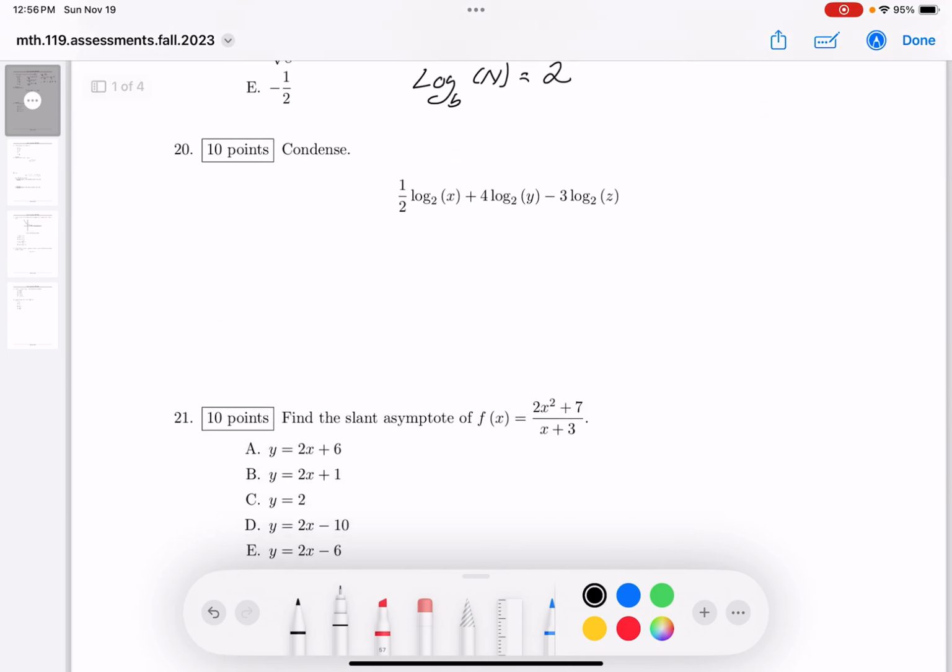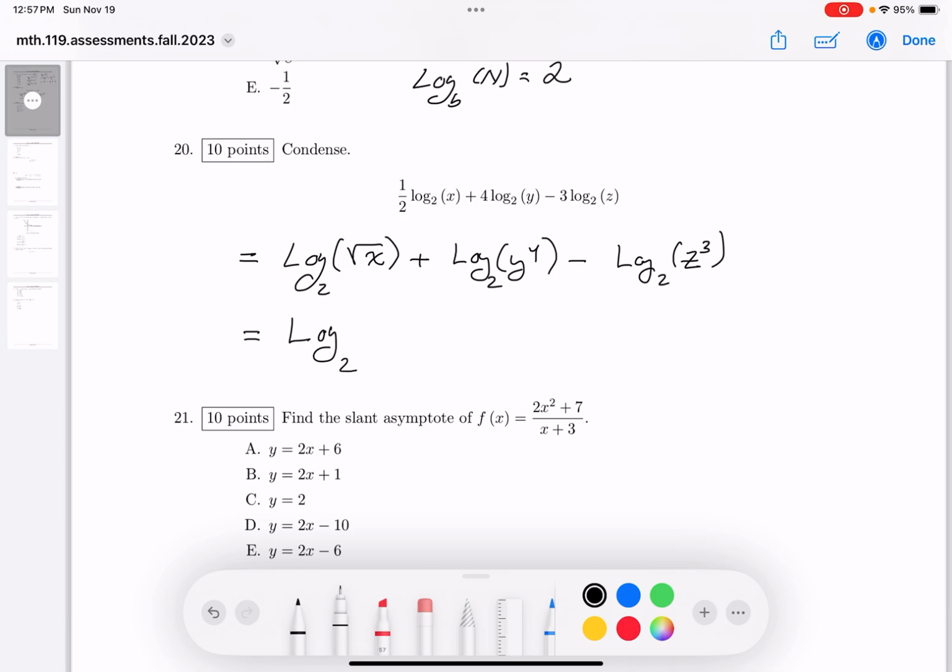Next one says condense. One step at a time. Log base 2. This would be x to the 1/2 power, or root x. Next one would be plus log base 2 of y to the 4th power. I'll put that in parentheses. Minus log base 2 of z cubed. All right. Next up, let's write this down as a single log. We'll condense it. It's going to be a fraction. Denominator is going to be z cubed. And then you're going to get y to the 4th, and you get root x.